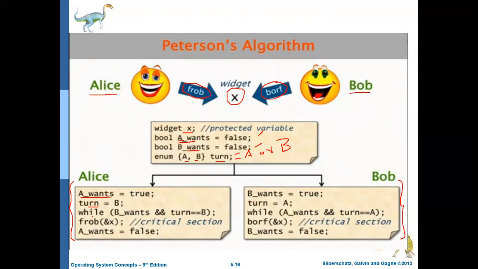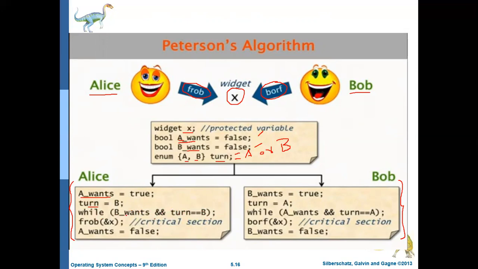Then Alice is checking this while loop, which ends with a semicolon, which means there is no other statement inside the while loop. As long as this condition is true, it will loop around. Okay, spin loop. So it checks while B wants and turn equal to B.